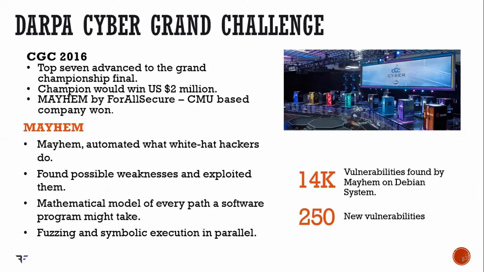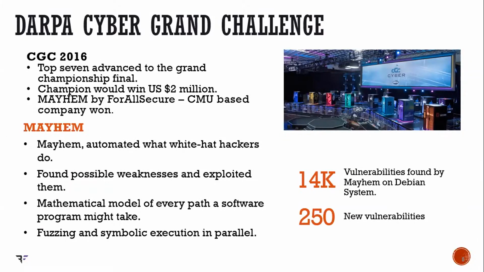So Mayhem, which was a company based out of CMU, automated what white hat hackers could do. They found and exploited the weaknesses present in these systems. They created a mathematical model of the paths that an attacker can take, and then they used 2 techniques: symbolic execution and fuzzing. Symbolic execution was the way to point out interesting code paths, and fuzzing was kind of a hammer, hammering through those code paths to exploit the vulnerabilities pointed out using symbolic execution.